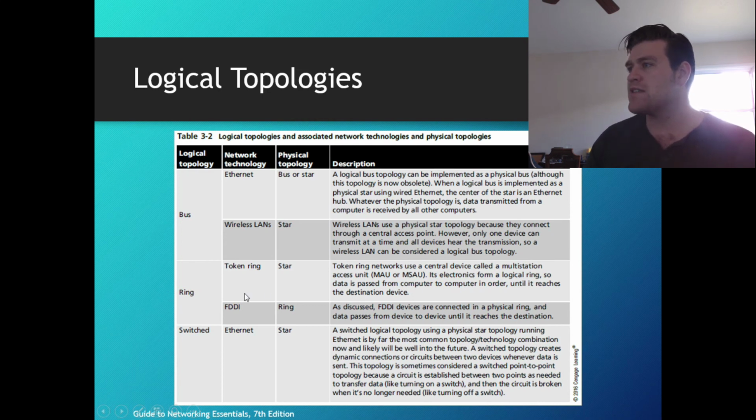Ring is basically obsolete. Even FDDI is being replaced more and more. So this is sort of obsolete technology, but occasionally you will have a ring topology, particularly in the case of FDDI. Token ring is completely gone. And then you have logical switched, and that would always be a physical star.